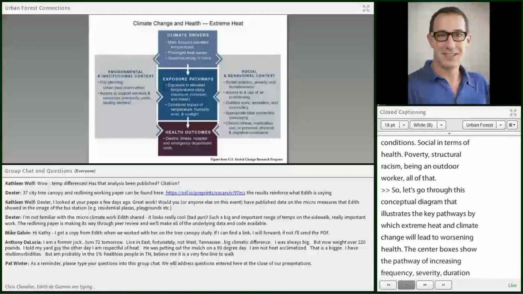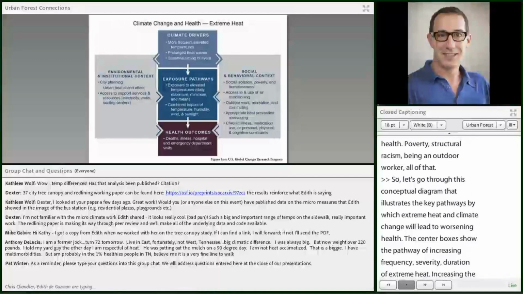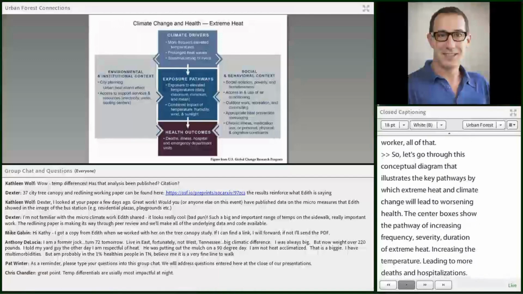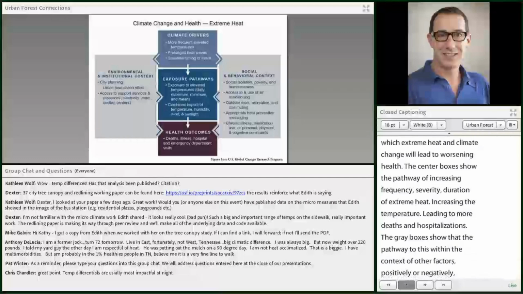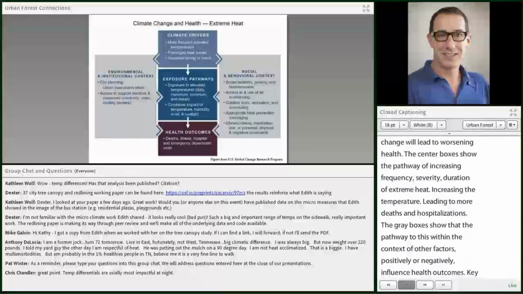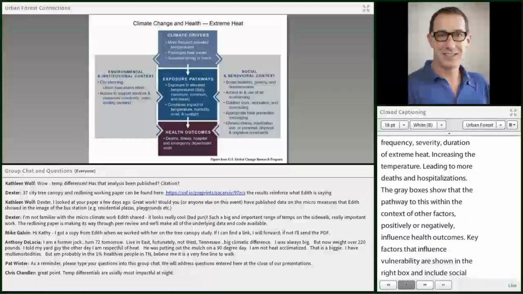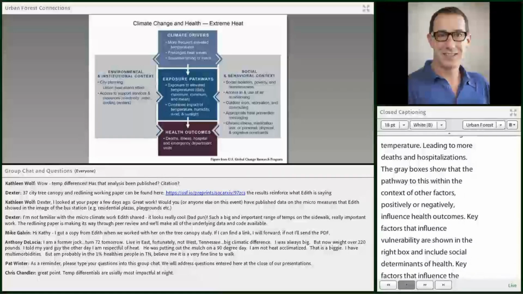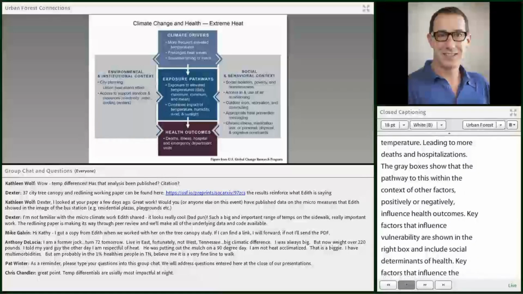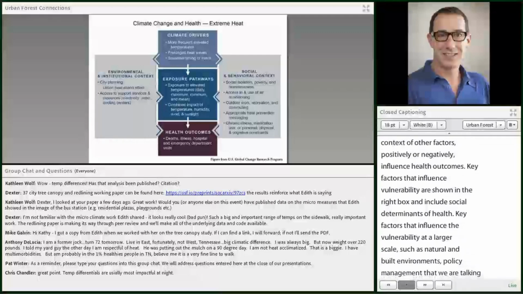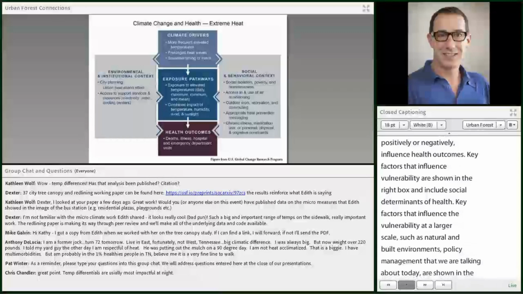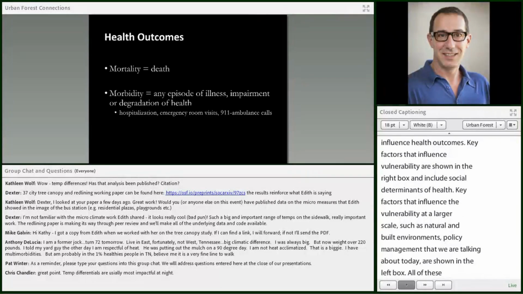The gray boxes show that this pathway exists within the context of other factors that positively or negatively influence health outcomes. Key factors that influence vulnerability for individuals are shown in the right box and include the social determinants of health and behavioral protections. Key factors that influence the vulnerability at larger scales, such as natural and built environments, policy and management, that we are talking about today, are shown in the left box. All these influencing factors can affect individual and community vulnerability by their effect on changes in exposure and will also be affected by climate change.